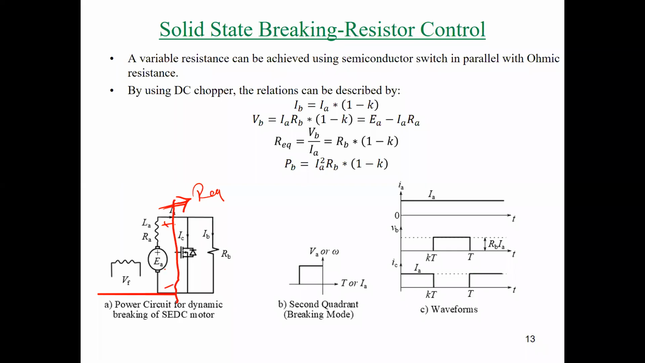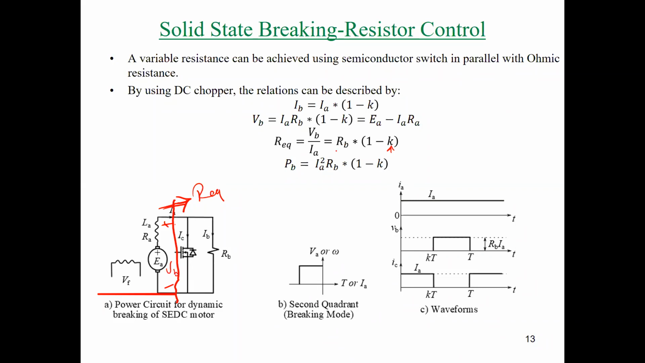This is plus and this is minus, and this is VB. So VB equals R equivalent multiplied by IA. So we can say R equivalent equals VB divided by IA. And we calculated VB here, which is equal to IA RB multiplied by 1 minus K. So substituting VB divided by IA, you will find R equivalent equals RB multiplied by 1 minus K. So by controlling K, you can control the value of R equivalent.